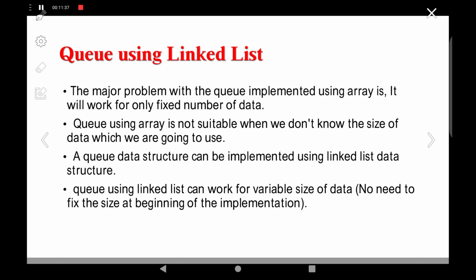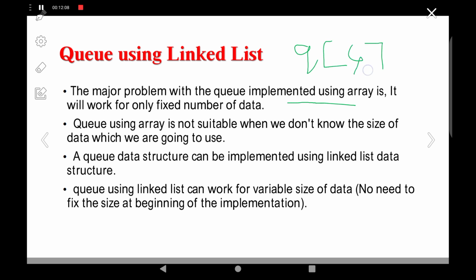Next type of implementation is queue using the linked list. The major problem with the queue implemented using an array is that it will work only for a fixed number of data. An array is a static representation of data, right? So we have to mention the fixed amount of data that we want to insert into the queue. Queue using array is not suitable when we don't know the size of data which we are going to use. In the previous example we took a queue of size 4.